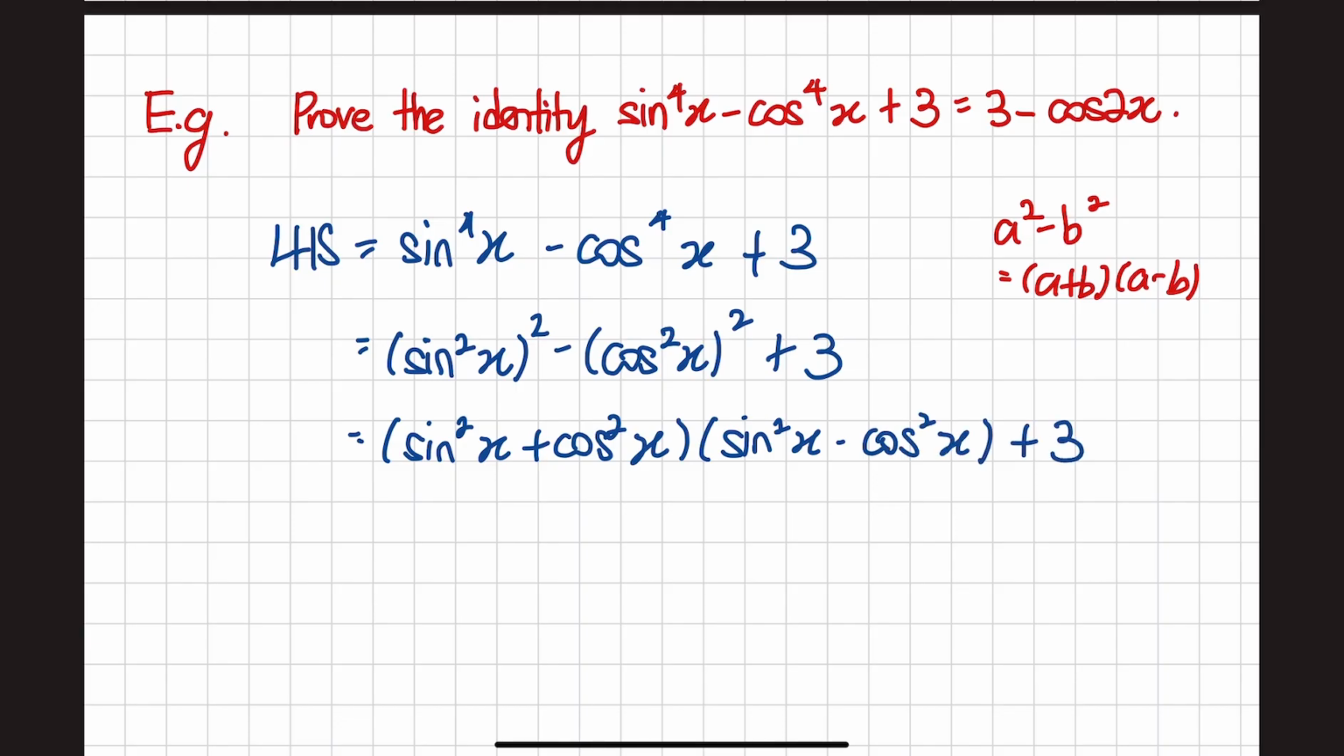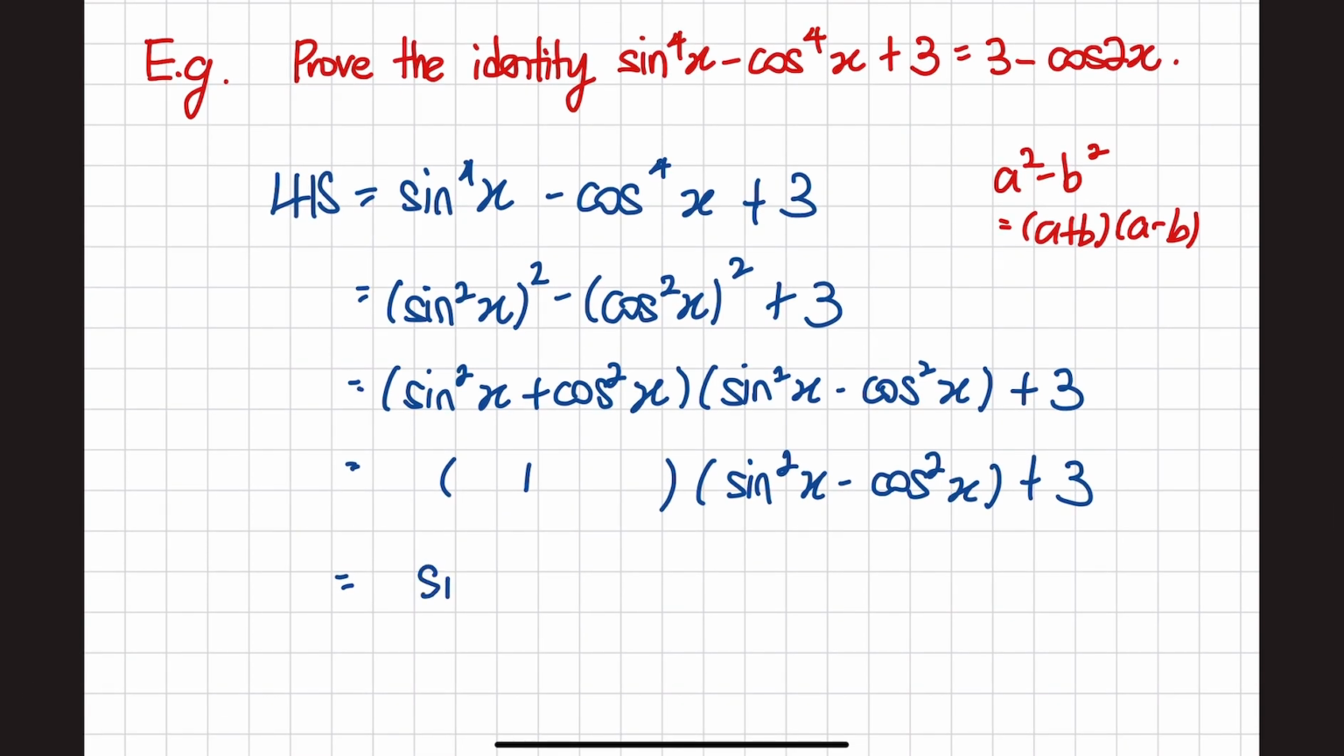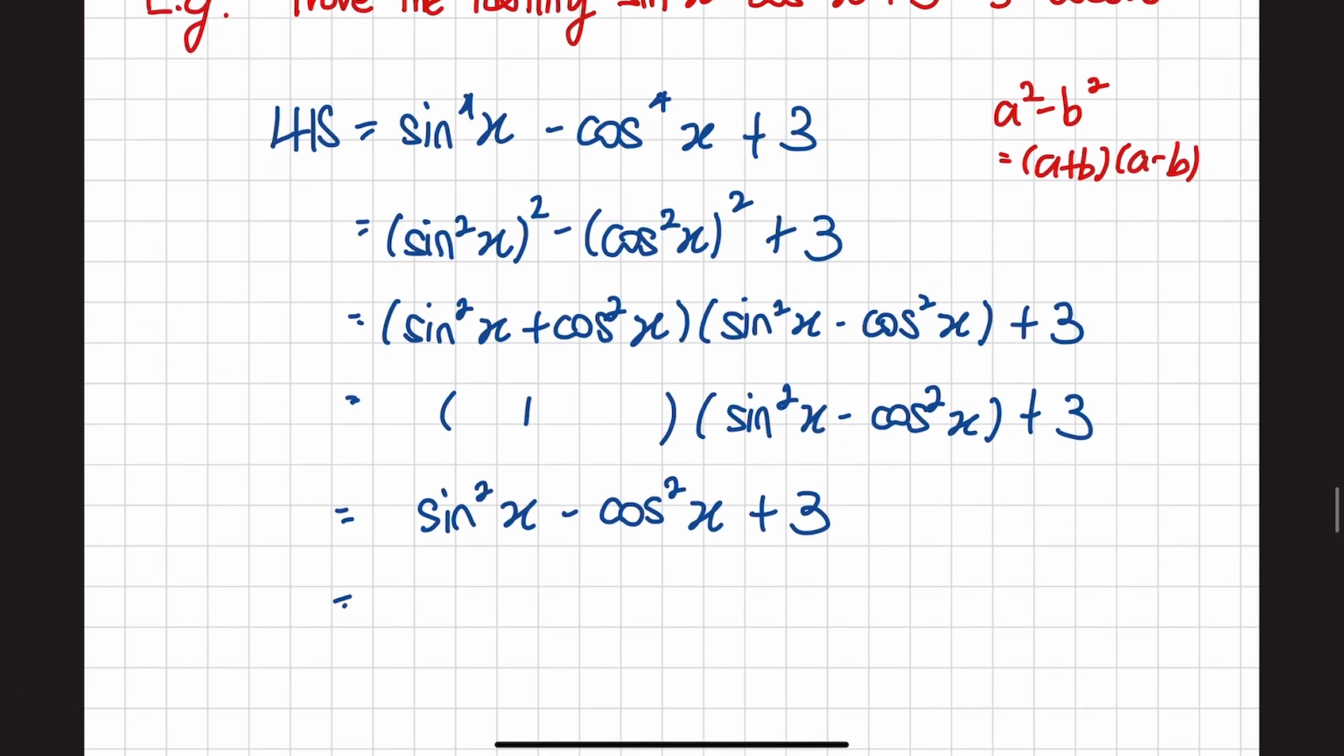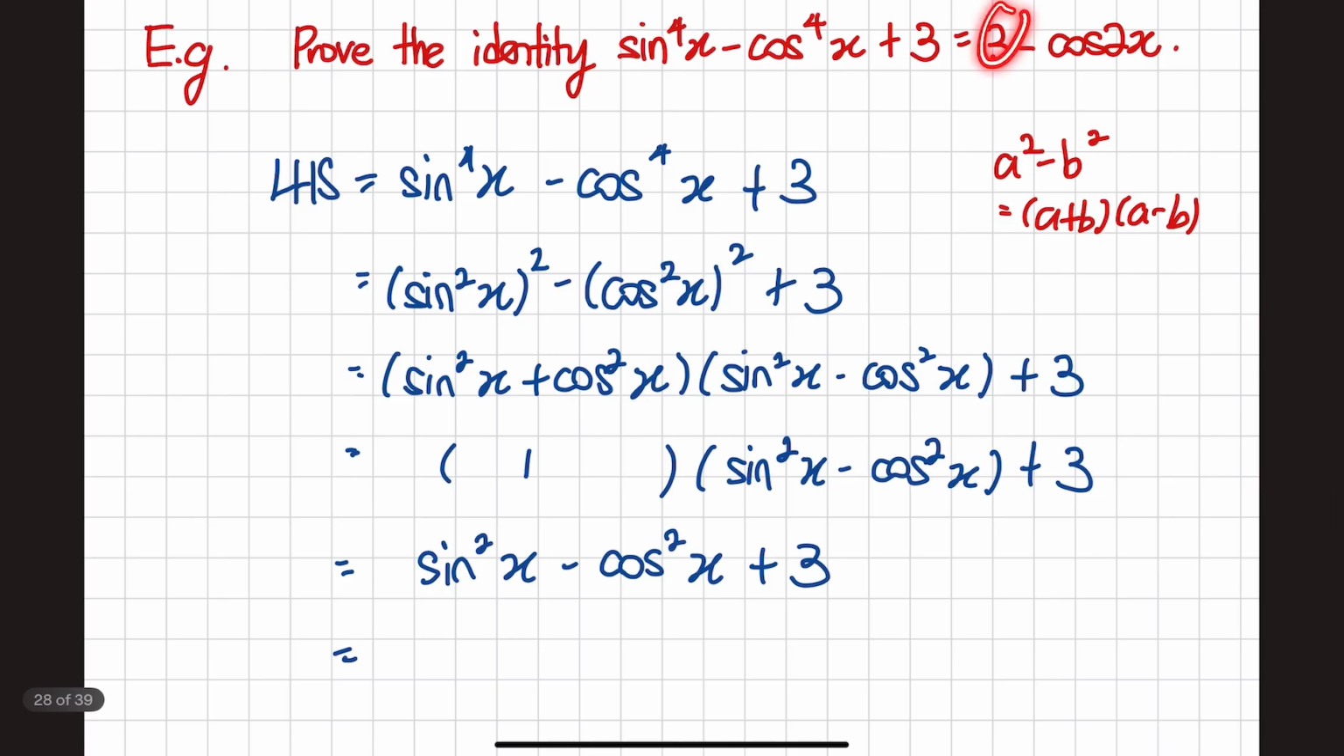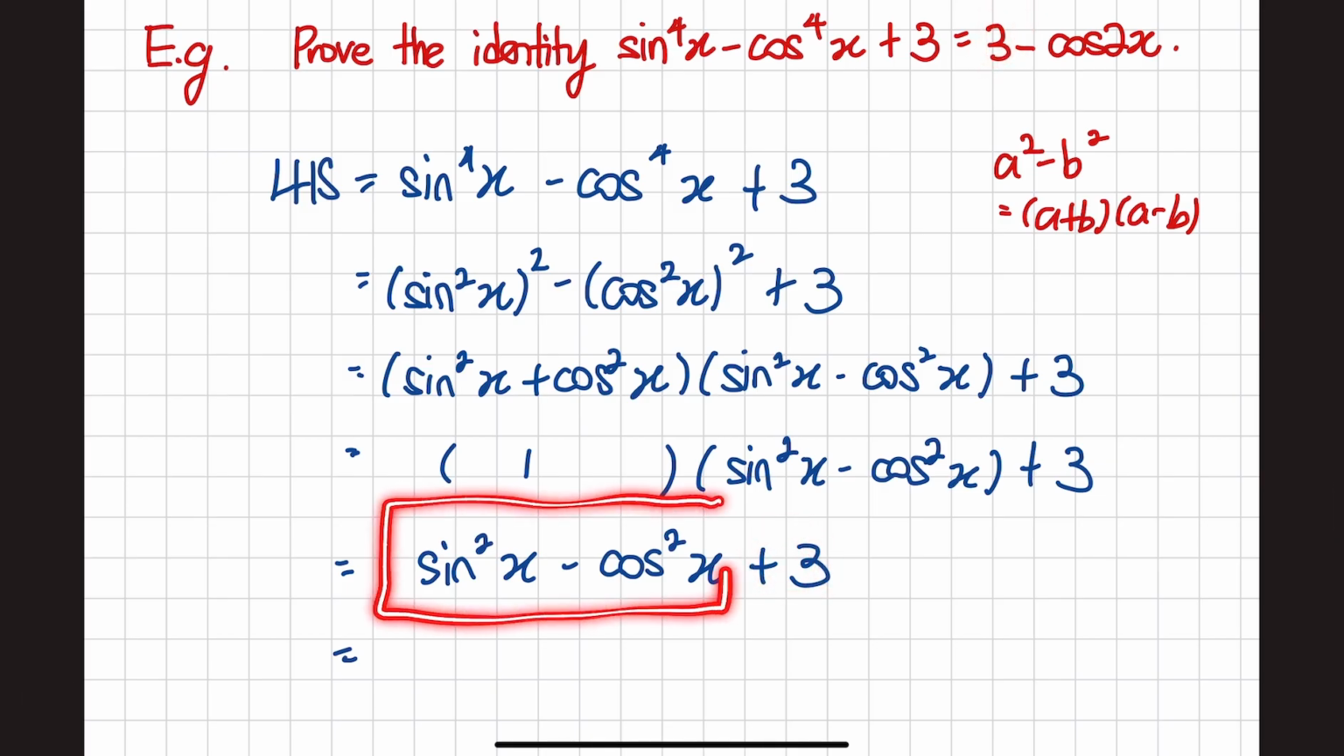Now if you recall your identity here, sine square x plus cosine square x is equal to 1. Then I'm left with the remaining sine square x minus cosine square x, then plus 3. If I expand and remove the brackets, I'll get sine square x minus cosine square x plus 3. From here I can continue to simplify. Comparing to what I want to get, the 3 is here already. I just need to turn this into cosine 2x.